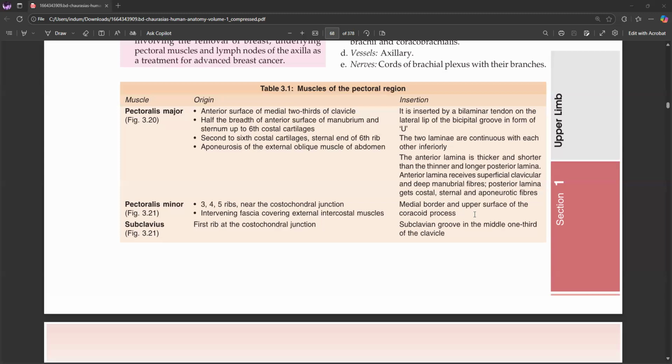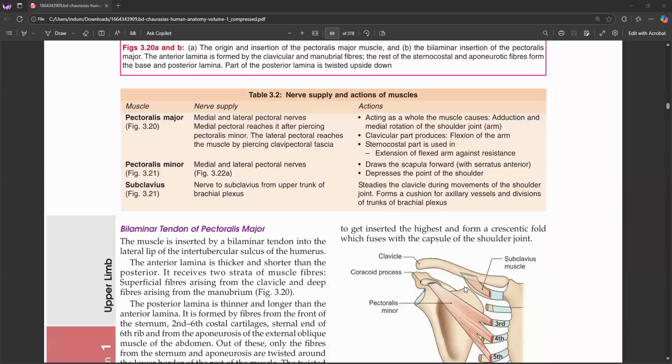Pectoralis minor, figure 3.21. Origin: 3rd, 4th, 5th ribs near the costochondral junction, intervening fascia covering external intercostal muscles. Insertion: medial border and upper surface of the coracoid process. Subclavius, figure 3.21. Origin, first rib at the costochondral junction. Insertion, subclavian groove in the middle 1/3 of the clavicle.